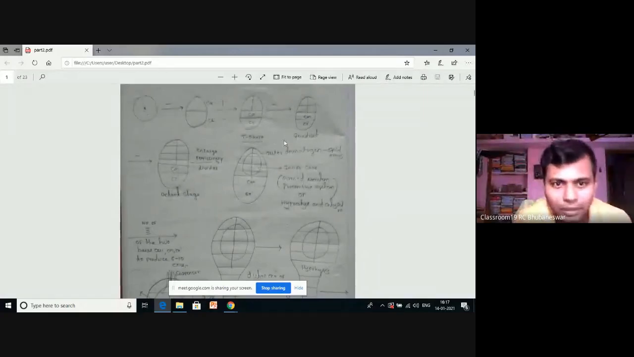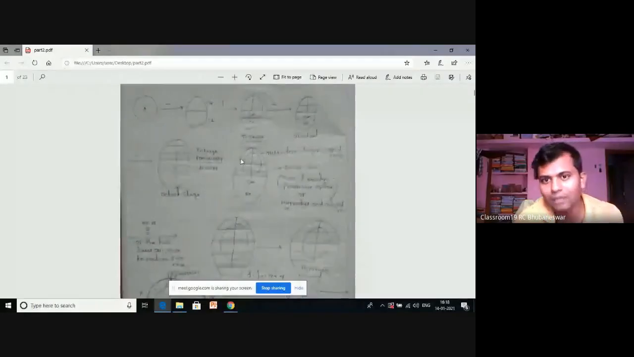Then after what happened? Each cell of this quadrant, this four-celled stage, now divides by transverse division to form an octant stage. Here CM and CI are there. Then the resultant 8 cells all divide by periclinal division. Due to the periclinal division, two layers are formed: one is the inner cell mass and the other is the outer layer.